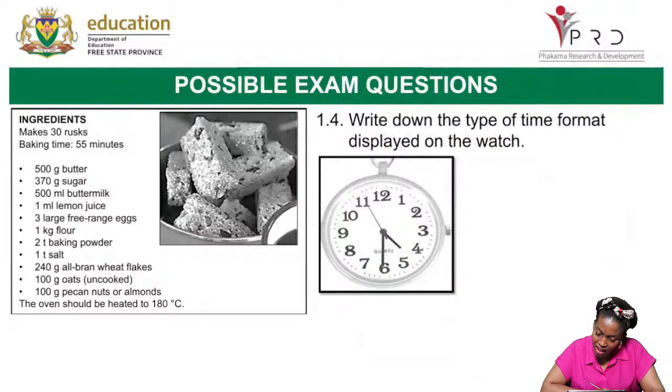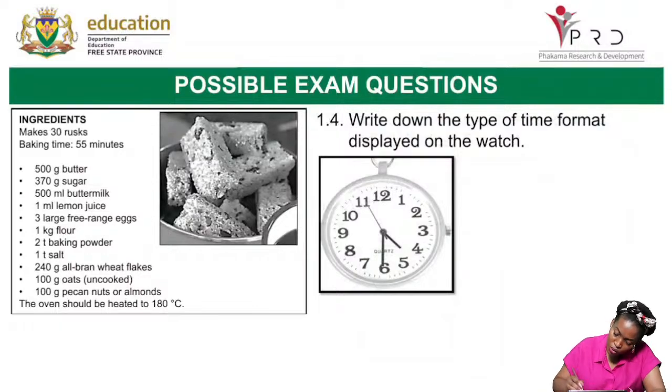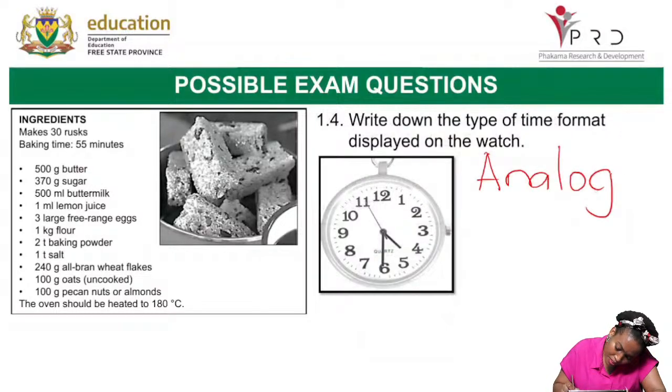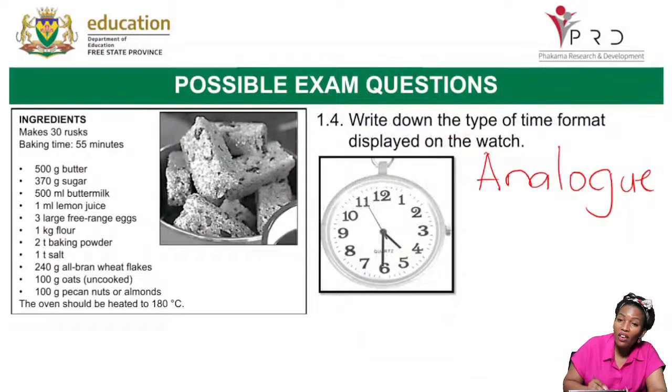1.4. Write down the type of time format that is displayed on the watch. So the type of time format that is displayed there is the analog. Remember what we have? We've got analog. What is the other one that we have? I want you to think about it. What is it? The digital. The other one is the digital.